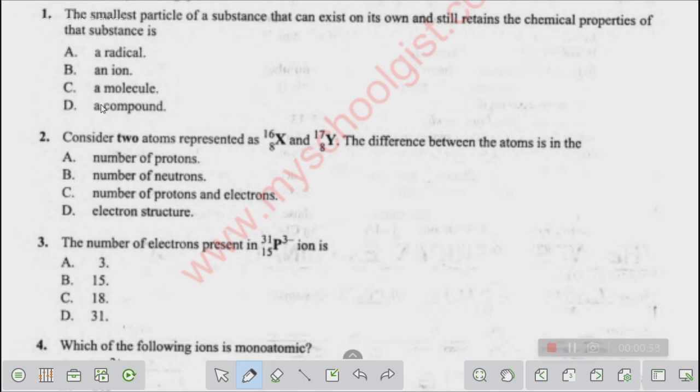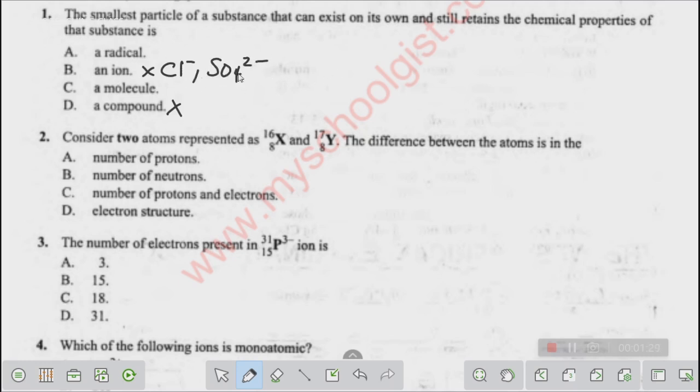And you know that compound is the combination of two or more elements which are chemically combined together. So it means compound cannot be the answer. Ion is an element that carries charge or group of atoms. Radicals are just like substances like SO4 2 minus. These are radicals. And ions, you have cations, you have anions, and so on and so forth.